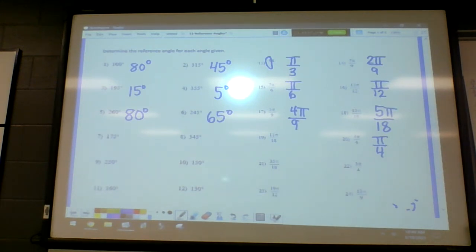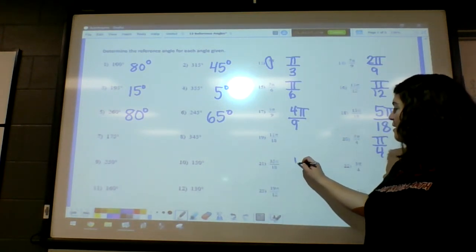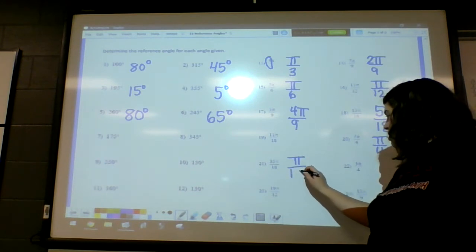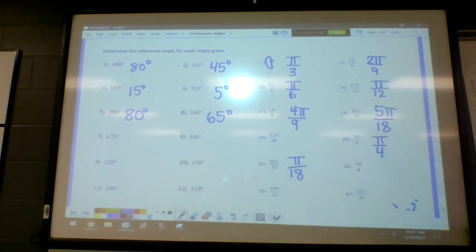35 pi over 18. Is that closer to 1 pi, which would be 18 over 18, or 2 pi, which would be 36 over 18? 2 pi. And so how much do you have to add to get it the rest of the way to 2 pi? Pi over 18. You need just one more.